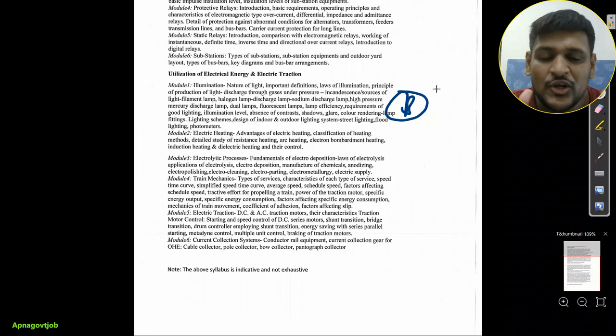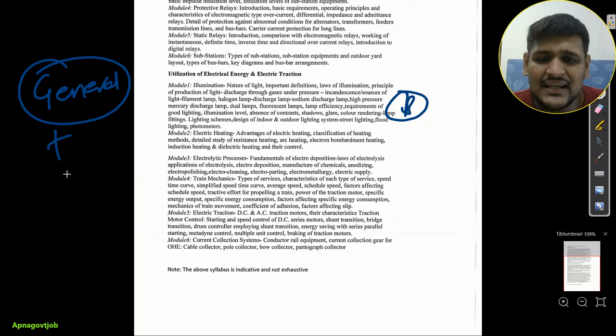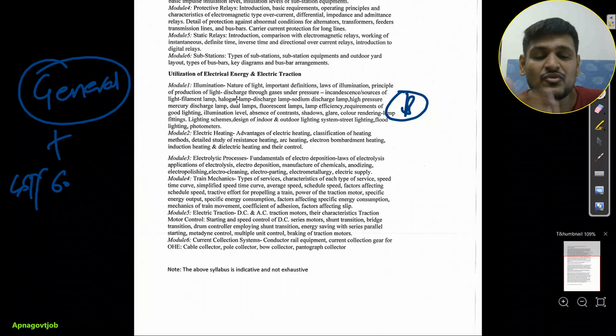No need to worry. Also pay proper attention to your general part, right? So general plus technical. If they ask you the basic things from a known subject, then definitely out of 60 you can score 40 above, no problem. But if they ask questions from this extra subject also, then definitely it will be challenging for you.